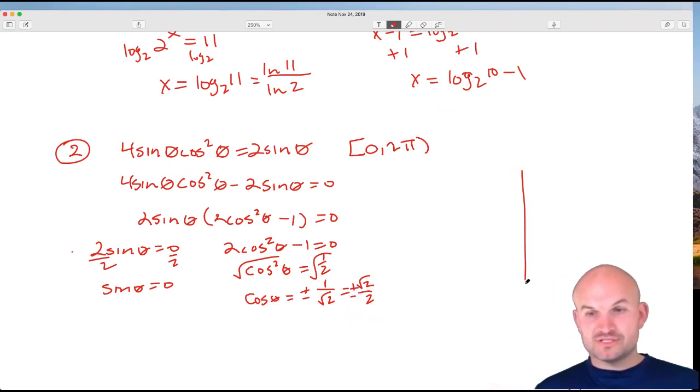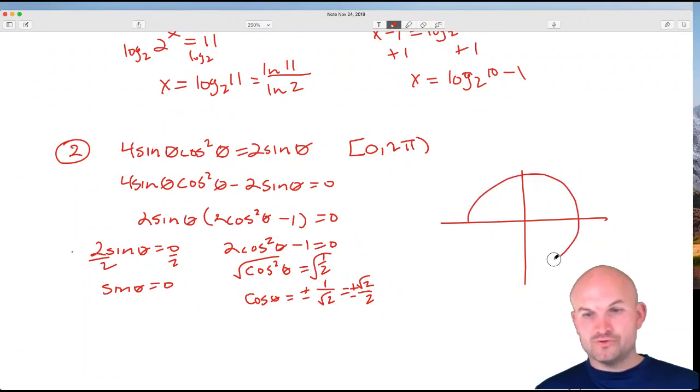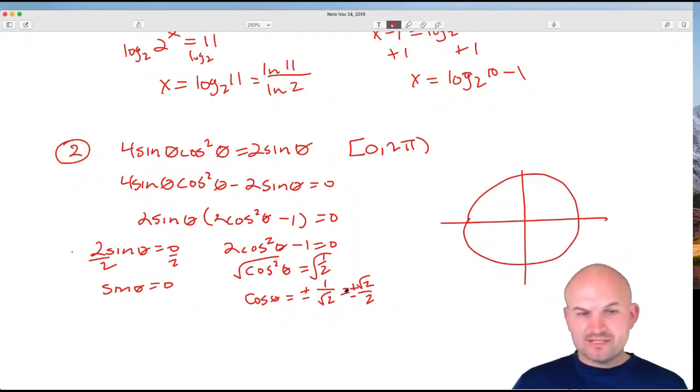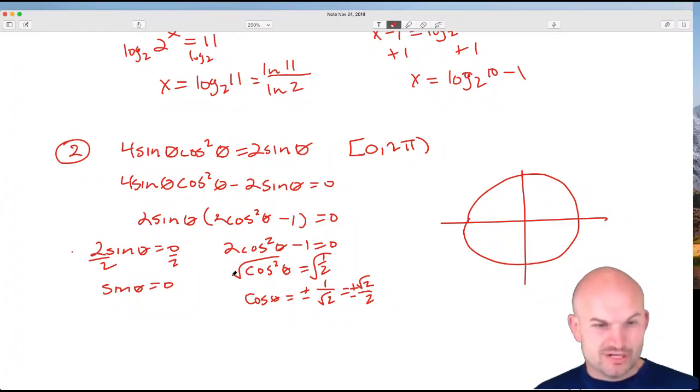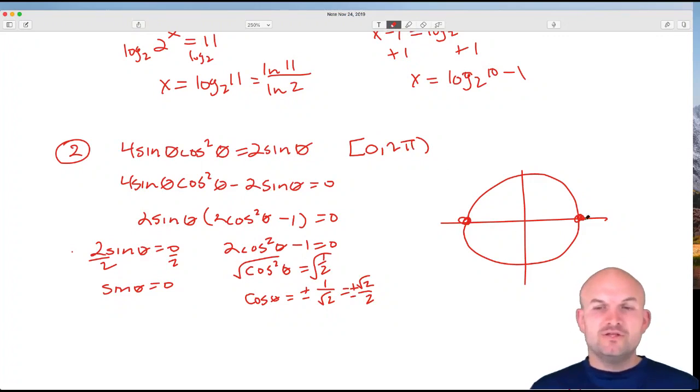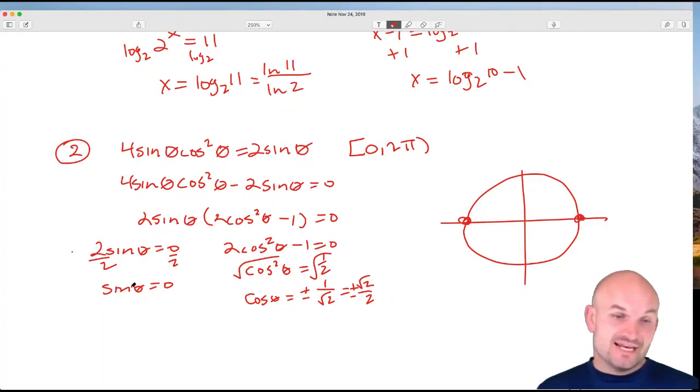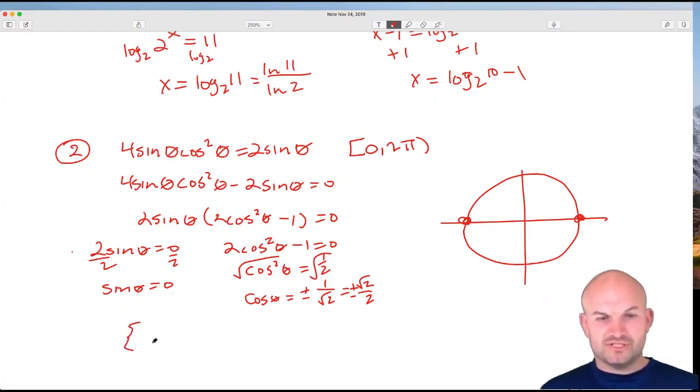To find the solutions, we need to go back to the unit circle, right? So we're saying, the sine of what angle is equal to 0? Well, between 0 and 2 pi, there are two angles. Here's the unit circle. When is sine equal to 0? Well, 0 and pi, right? And that includes 0, but does not include 2 pi. The y-coordinate on the unit circle is equal to 0 at those angles, so using set notation, 0 and pi.